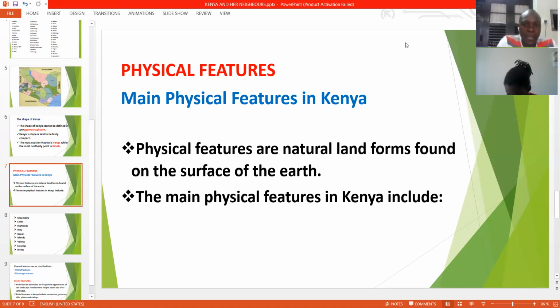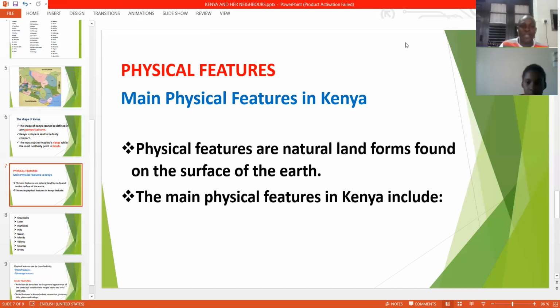Yes, I believe you can see what is on the screen. Physical features. So we are supposed to look at the main physical features in Kenya and their location. But for now, we are going to just discuss what they are. Then afterwards, maybe in the next lesson, we shall look at a map containing the physical features and try to locate the position of, for example, Mount Kenya, or maybe Shimba Hills. So we are going to discuss the physical features one after the other.